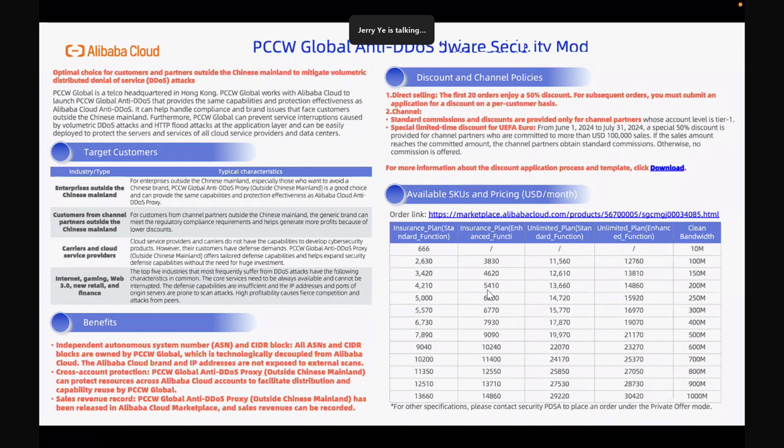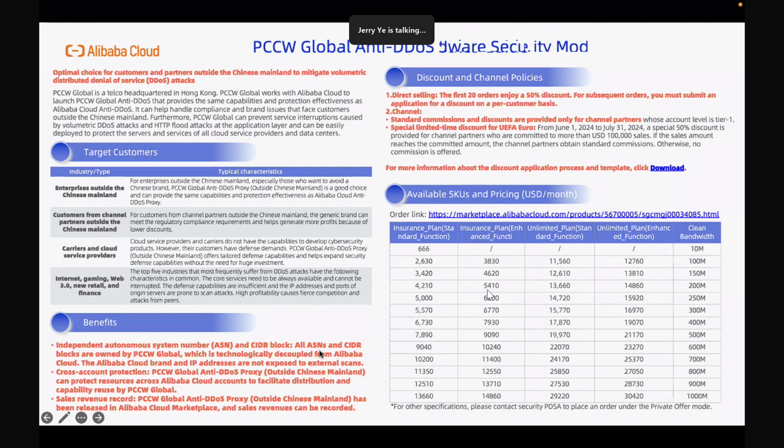For some other partners, if you think you have an anti-DDoS product of your own brand, we can cooperate in this mode as well. So make Alibaba Cloud anti-DDoS your brand. Okay. If you think it's beneficial for you to sell more anti-DDoS products to your customers, then we can support that. So the benefits of this are the independent system number, the ASN number, and the CIDR blocks.